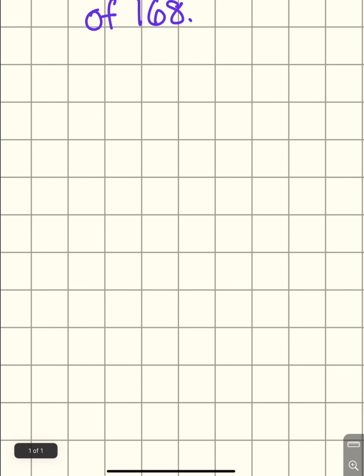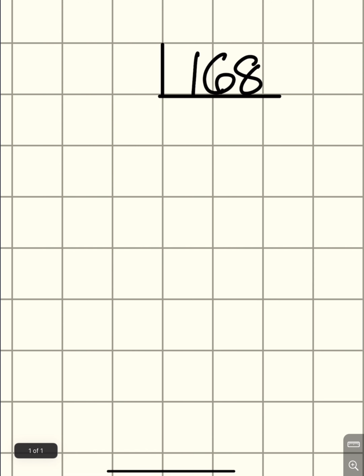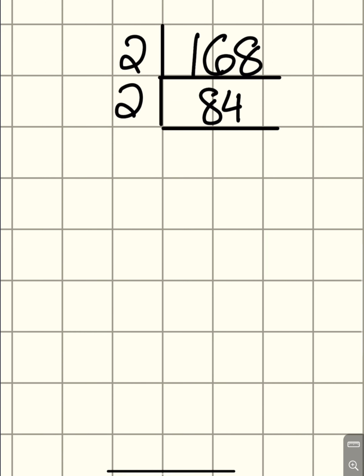So for this example, I'll do the long division method. We're going to start off with the 168, and we're going to do our little long division sign, but the other way around. And I know that 168, even though it's a big number, ends in 8. So it means I know it's divisible by 2. So let's write this 2 here. And if I divide 168 by 2, I get 84. Again, I know that 84 is divisible by 2 because it ends in an even number. So let's divide it by 2, and we get 42. Again, 42 is an even number, so I know I can divide it by 2.